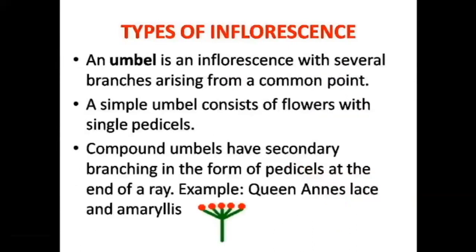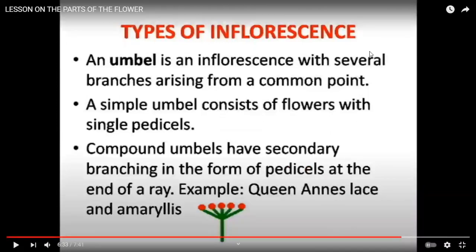Right, now look at the umbel. The umbel is an inflorescence with several branches arising from a common point. Look at the diagram below. So the branches arise from a common point. A simple umbel consists of flowers with single pedicels. Compound umbels have secondary branching in the form of pedicels at the end of a ray. Examples: Queen Anne's lace or the amaryllis.